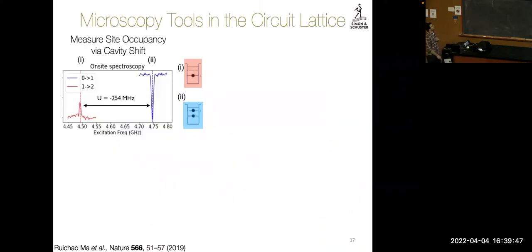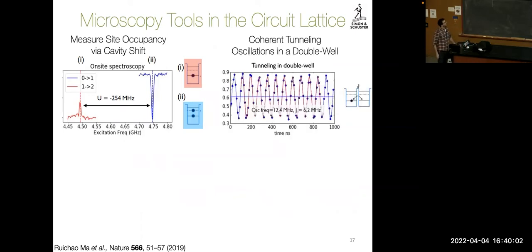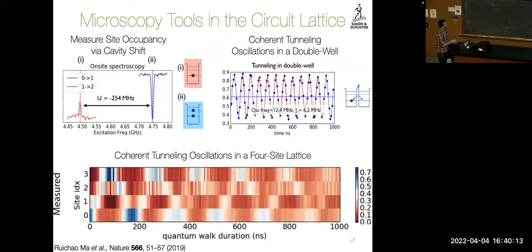So you can play games where you can spectroscopically resolve these different excitation states, from zero to one or one to two photons in a single lattice site. You can couple two lattice sites together and watch the particles tunnel back and forth very nicely. This is actually single photon tunneling, and it works really nicely. And we can even couple even more sites together and watch a quantum random walk of these photons.